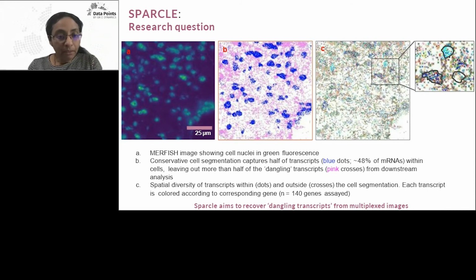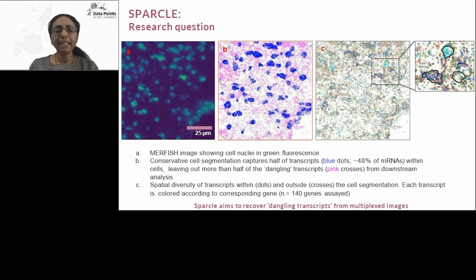The green fluorescence that you see here is again a cell nuclei. What I've plotted in the second panel here are the mRNA transcripts that belong both within the cell and outside the cell. The ones that are within the cell are marked in blue, and the ones that are outside are marked in pink crosses. So like you can see, there are so many pink crosses outside, which currently in downstream analysis are discarded, simply because you do not know which cell they belong to.